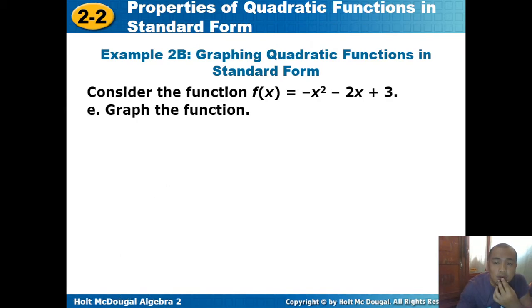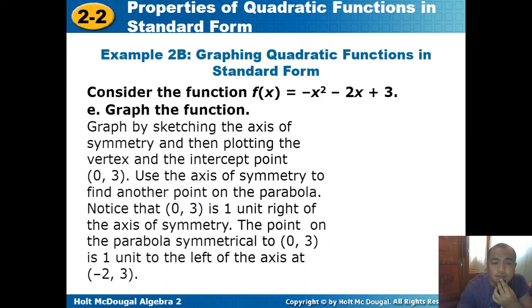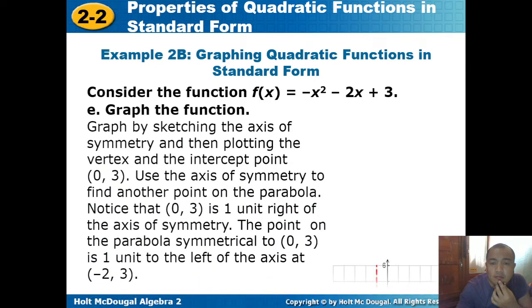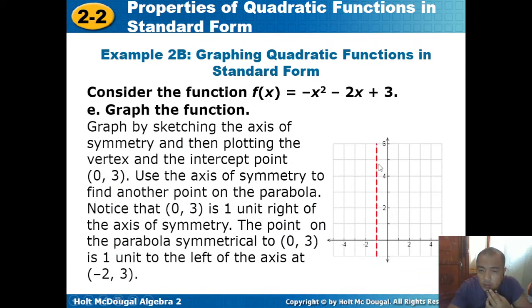Now, let us graph this function for 2b. What is the vertex? Negative 1, 4. x equals negative 1 is the axis of symmetry. The vertex is (negative 1, 4) here. Then it will pass through (0, 3) here. So it's downward. It will pass through the point (0, 3).